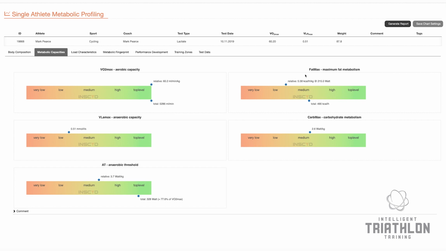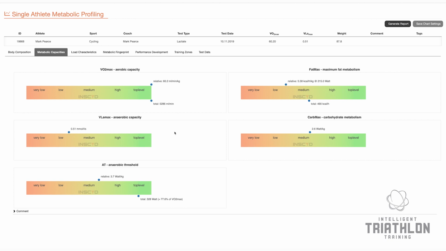Then we have fat max over here on the right hand side, and in there we've got a couple of figures on some of these. So we've got the relative, obviously expressed relative to body weight, and then we've got the absolute, and then we've got the carb max. And what I want to do is just explain a couple of quick points on what these are. A couple of caveats.